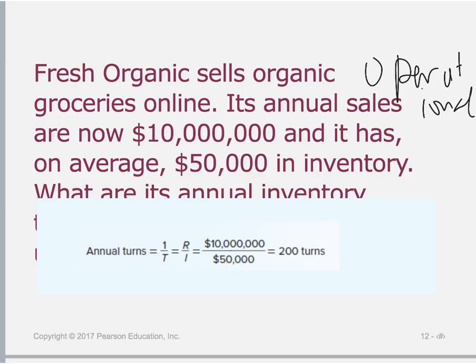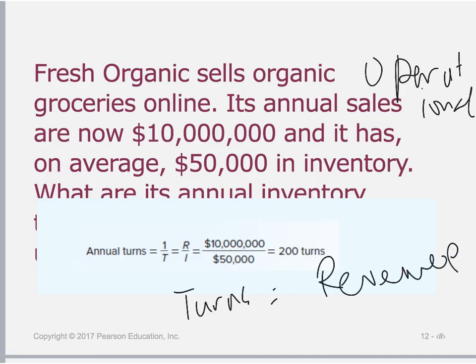In this case, your turns are equal to revenue divided by the inventory value at that particular time. So it's $10 million divided by the $50,000, and you get 200 turns per year, which is excellent. Does it happen in reality? Not likely, but this is just an example. So once again, the operational turns use revenue divided by inventory.